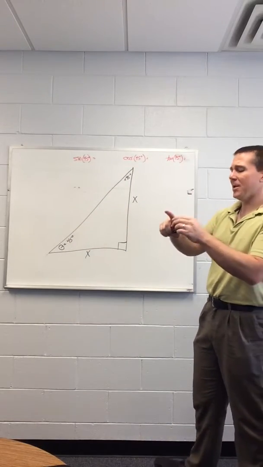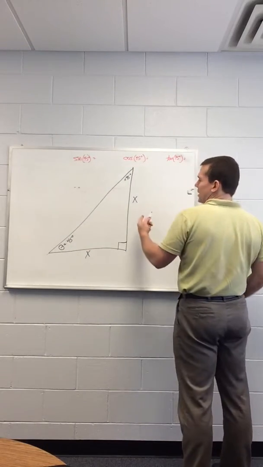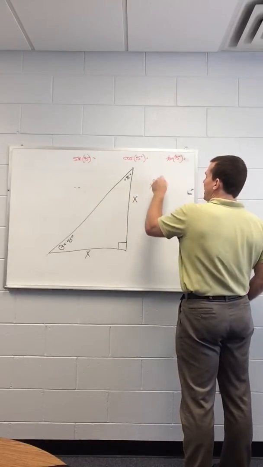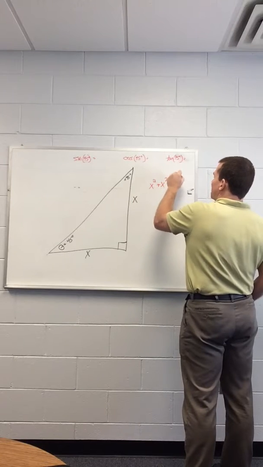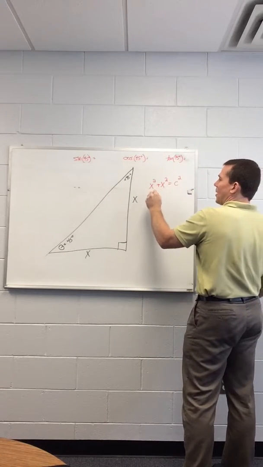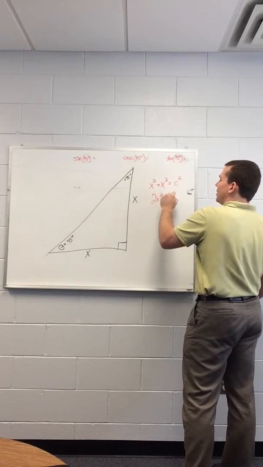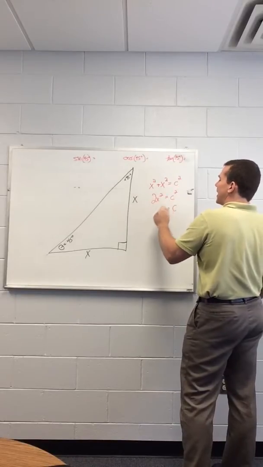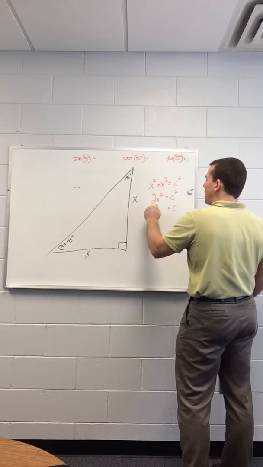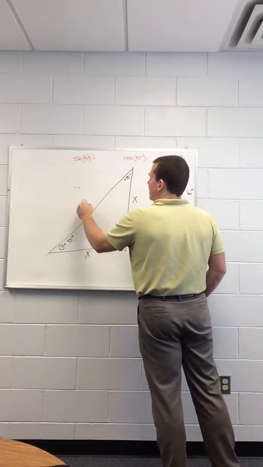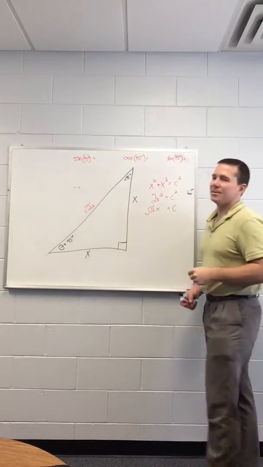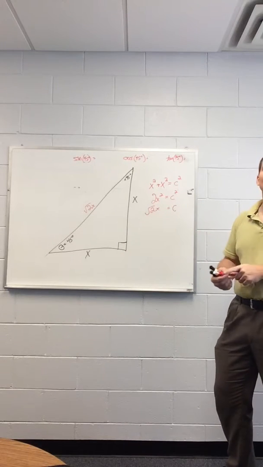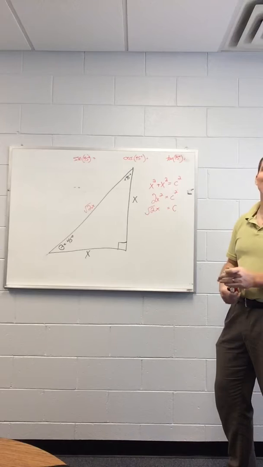Well, I can just use the Pythagorean theorem. Pythagorean theorem says what? a, which is x squared, plus b, which is x squared, equals c squared. x squared plus x squared is 2x squared. And now I want to solve for c, so I square root both sides, and c is equal to the square root of 2 times x. So this is root 2 x. Now I have all three sides of the triangle. The fact that there's an x floating around doesn't matter at all.